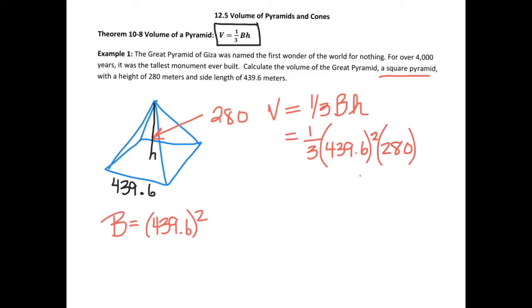I'm going to do all of this at one time in my calculator. 1 divided by 3 times 439.6 squared times 280 equals, holy moly, that's gigantic, 18,036,494.93 meters cubed.